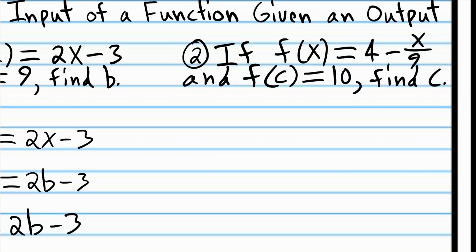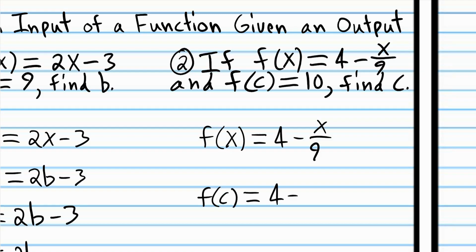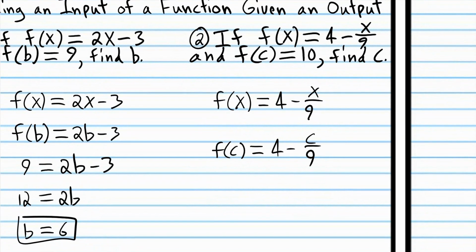So c is just a constant, but we don't know what it is, so we name it with a letter. So we're told that f of x is equal to 4 minus x over 9. If that's true, then that means that f of c is equal to 4 minus c over 9. That's the way it is with all functions. If you change the input, then the output is going to change. But we're told that f of c is 10.